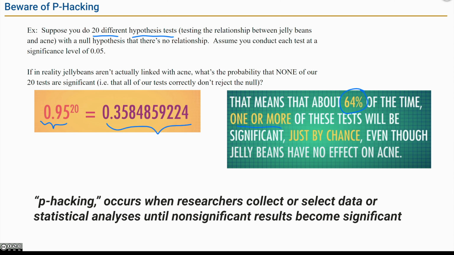There's a whole term for this. P-hacking is what we call it, when researchers will collect or select data or statistical analysis until non-significant results become significant. Basically, if you just do enough hypothesis tests, eventually by chance, you'll get some that are significant. And so if you hack your data that way, it's not reliable, it's not accurate, and it's an example of what we call p-hacking. So beware of this when you're reading results and or when you're looking at your own results.